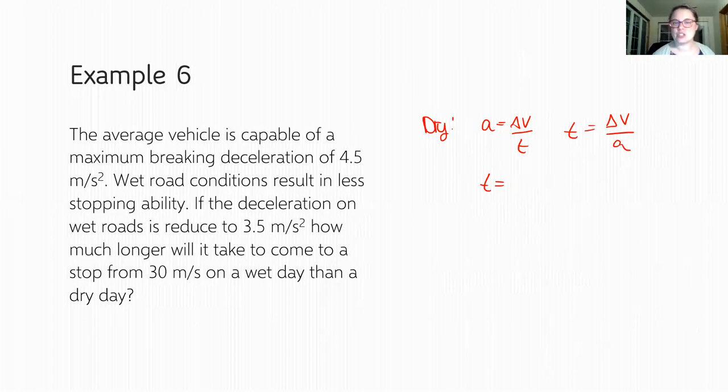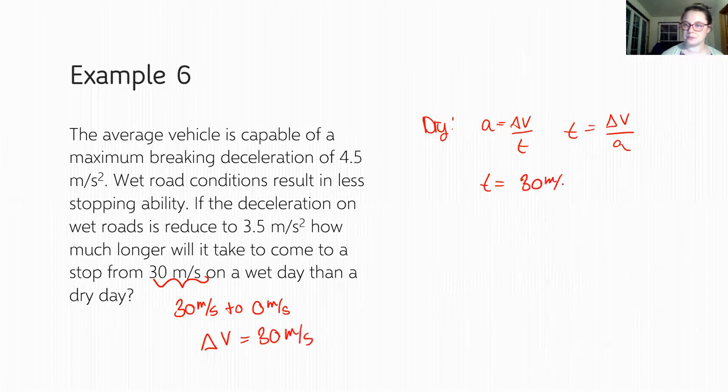So on a dry day, the change in velocity, we're going from 30 meters per second to 0. We're coming to a stop. So the change in velocity is going to be equal to 30 for both scenarios. So 30, what's the acceleration on a dry day? Well, on a dry day, it's 4.5.